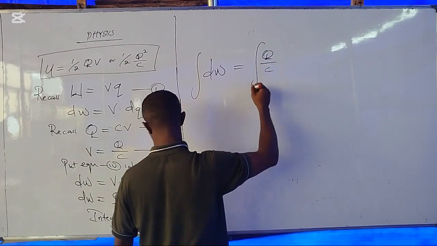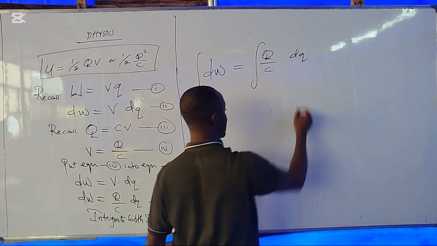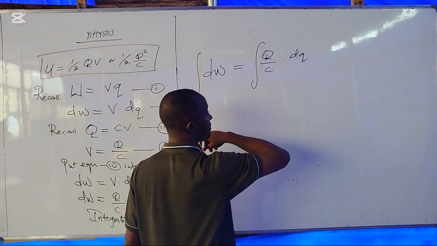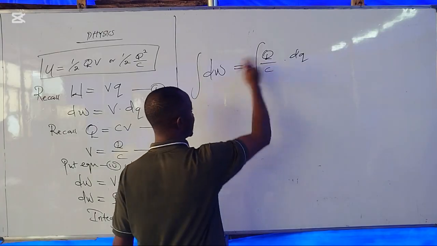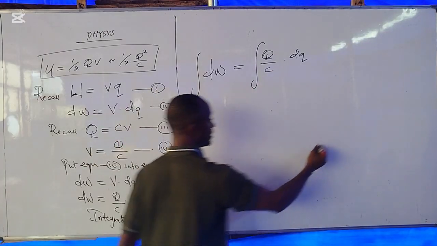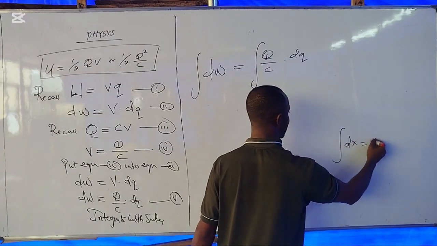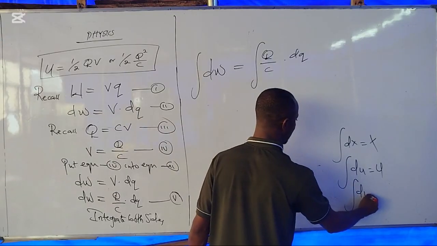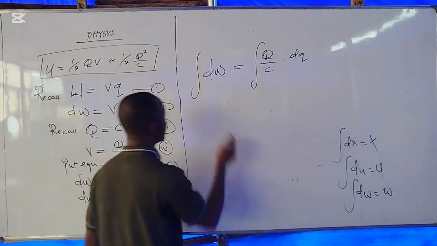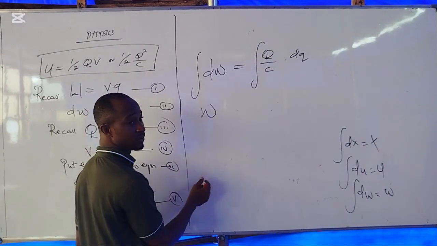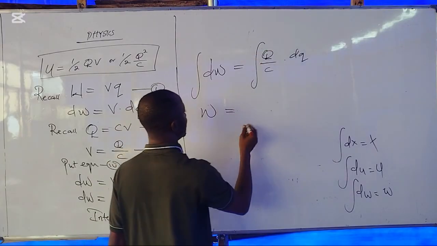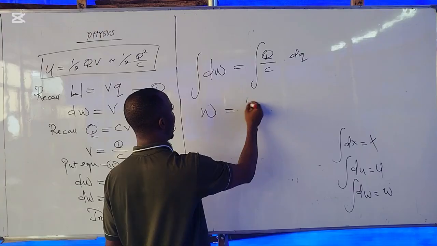Charge over C dot what? dq. The right to integrate charge is what? dq. Are you there? I will now integrate. Don't forget that when you integrate dx, your answer is x. Integrate du, the answer is what? u. Integrate dw, what's the answer? w. So if I'm to integrate this, what do you have? W equals, then for this, if I'm to integrate this, this is same as 1 over c.